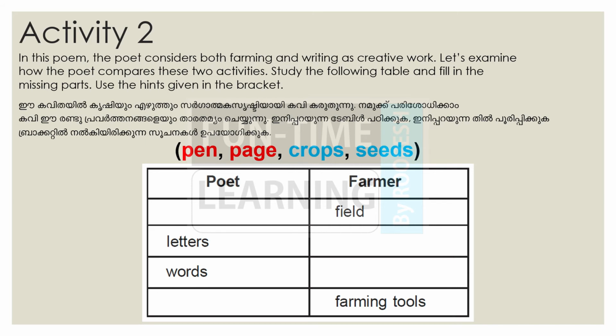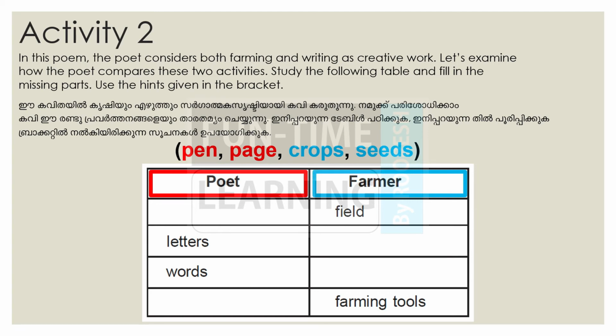Here we have two headings, titles. One is poet on the left side. On the right side we have farmer. What are the tools that a poet uses? Some of the examples are given here itself, printed here itself, letters and words. And what are the other ones? We know that it's the pen. Who uses a pen? Is it the farmer who uses the pen or the poet?